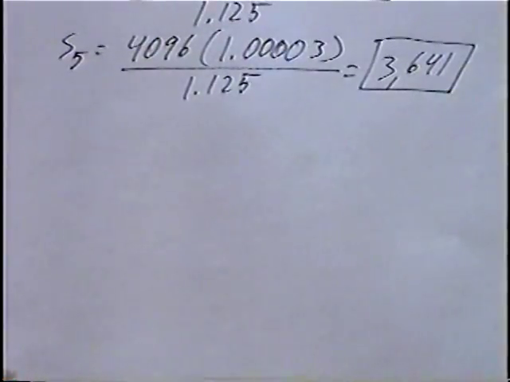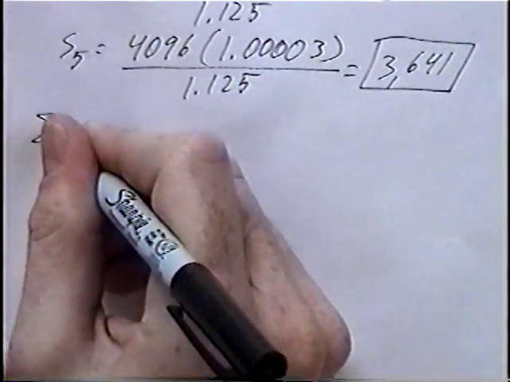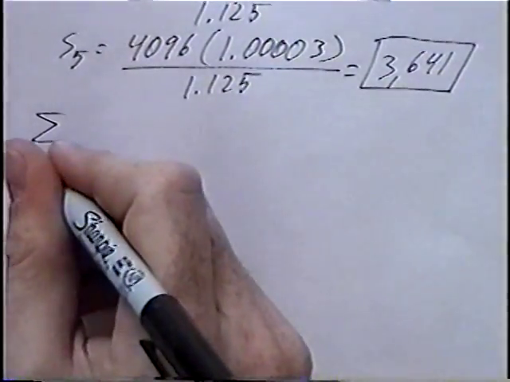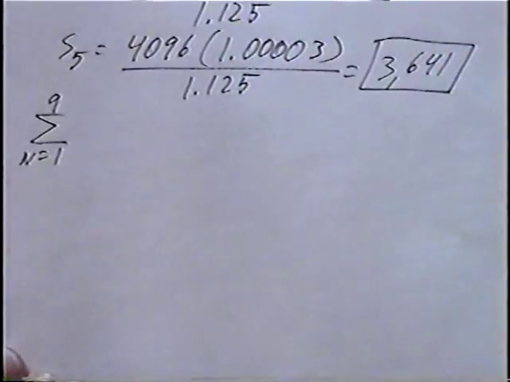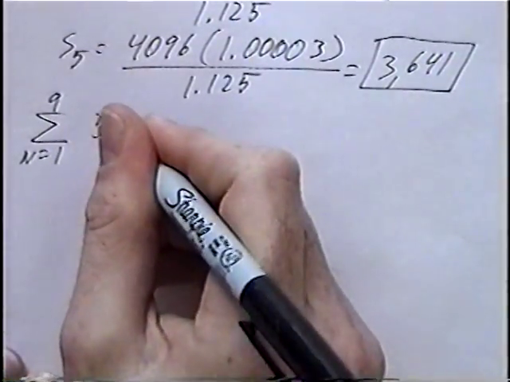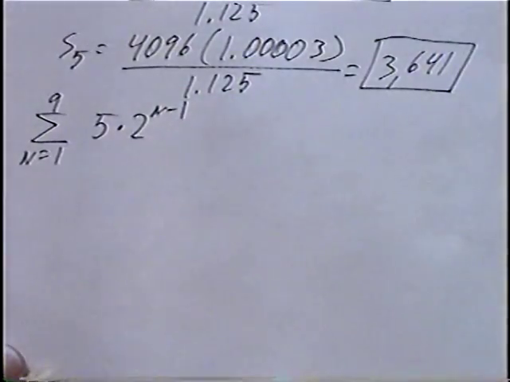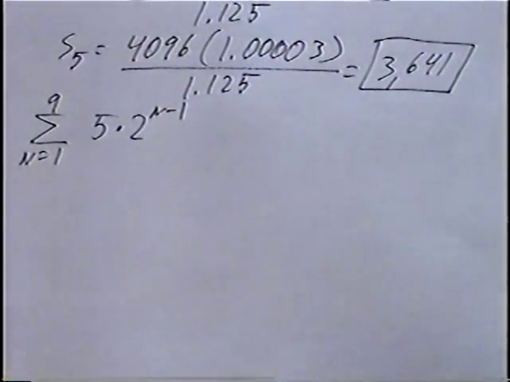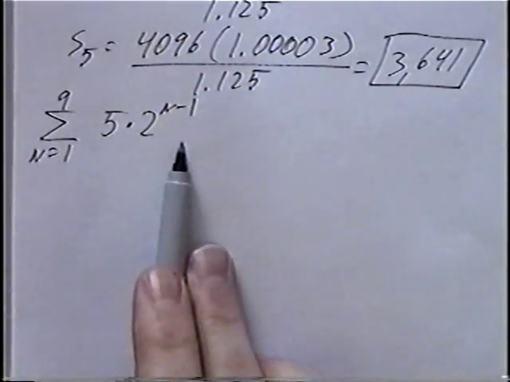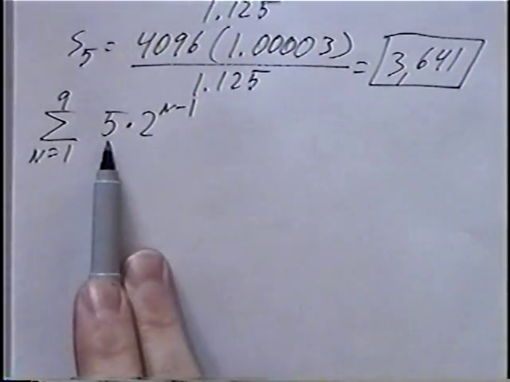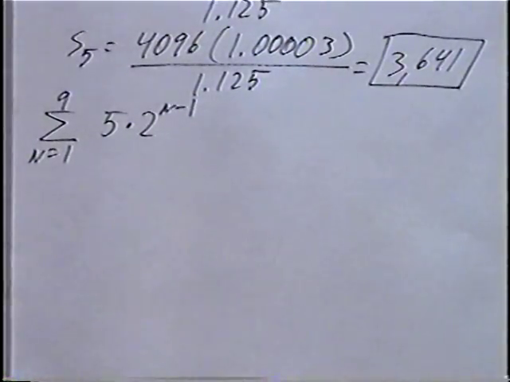Second question and last question for this section. We have the sigma notation. N starts at 1 and goes up to 9. And the equation is 5 times 2 to the exponent of n minus 1. For this problem, the formula is in geometric form, where we have a1 times r to the n minus 1 power.